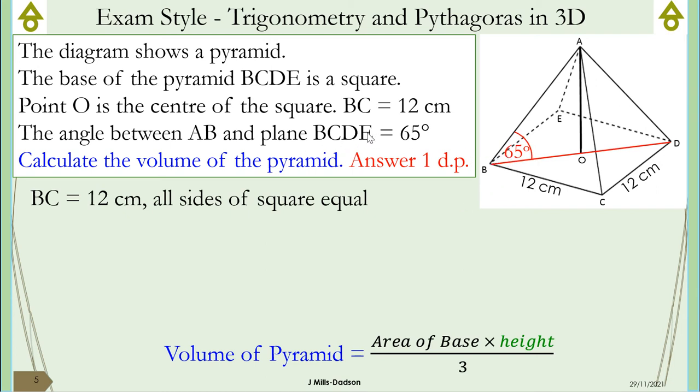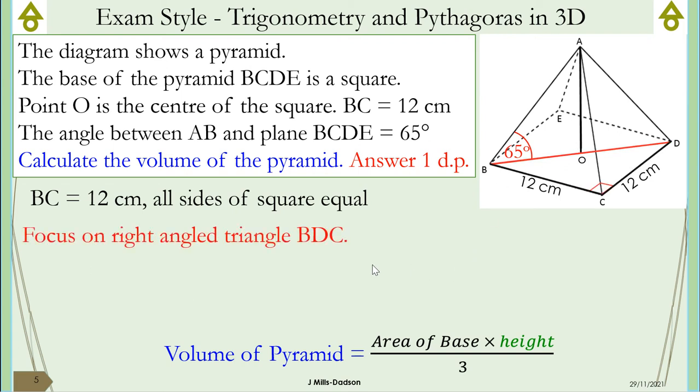Now, the first thing you need to do is look at the angle between line AB and the plane. Like I said, every point on the line should make a right angle, so that's why it has to be the diagonal line here. Having noticed this, we know AOB is a right angle triangle. So if I'm able to work out BO with this angle 65, I'll be able to work out the height. And to work out BO, I need to work out BD.